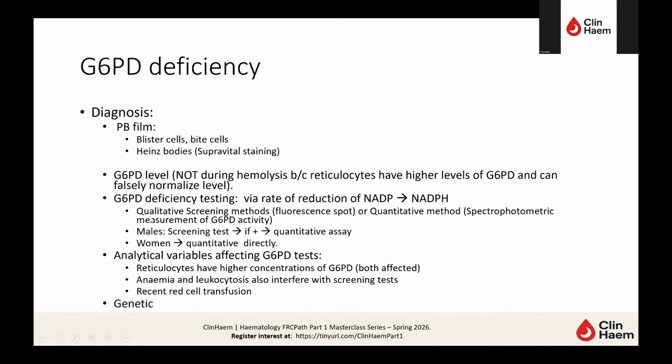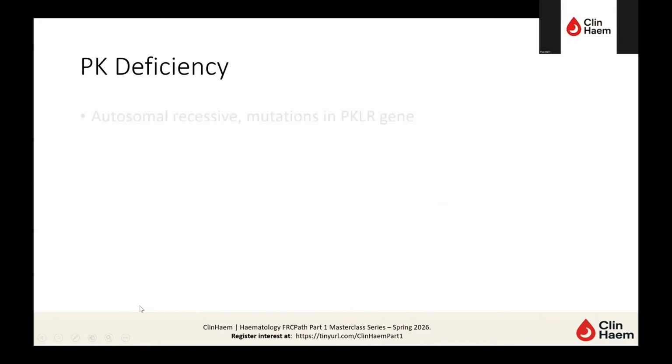Diagnosis is with a qualitative test and a quantitative test. In males, you start with a qualitative test. If it's positive, fine, you go into quantitative. In women, you jump directly to quantitative because the levels can be at a level that might give you a falsely negative qualitative test. You have to wait for the hemolysis episode to settle, and you can't test if there are recent transfusions of red cells. Genetic testing can be done, of course.